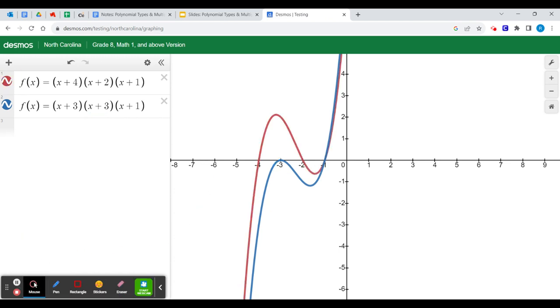So if I turn my red graph back on, you'll notice, hey, we don't have any multiplicities in the red graph. x plus 4, x plus 2, x plus 1, they all only show up once. And at each of those spots, we pass through our x-axis. But with our blue graph, x plus 3 has a multiplicity of 2, so this is going to kick back. And the x plus 1 just shows up once, so that's one of our pass-through points.